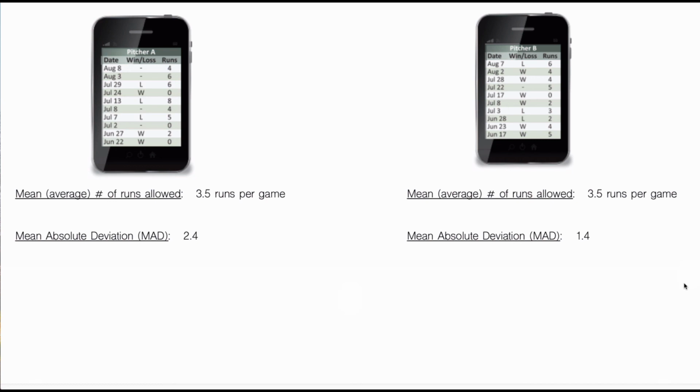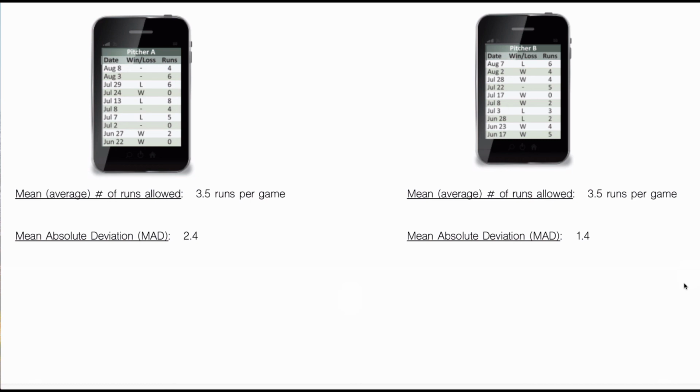Yeah, he lets up an average of 3.5 runs per game, but you pretty much know what you're getting. He's not going to be all over the place. He's not going to have games where he lets up 0 and then 8 runs and then whatever. He's much more consistent. You know what you're getting, and that might be something that helps a team decide who they want to get. There's less variation to that guy's data, so maybe he's a more consistent pitcher, and maybe that's what you want for your team.